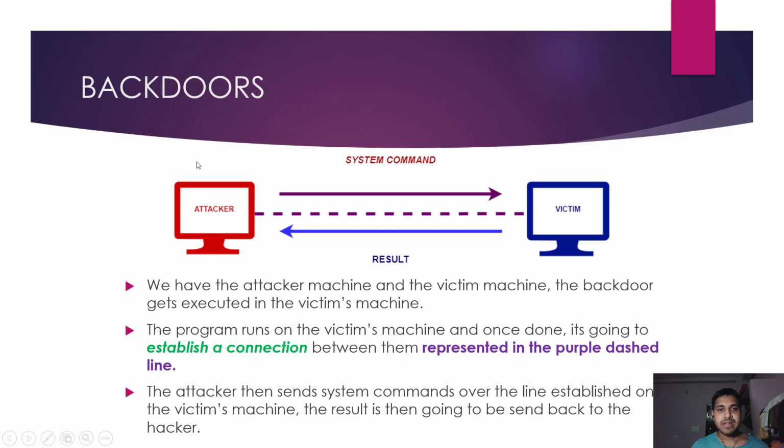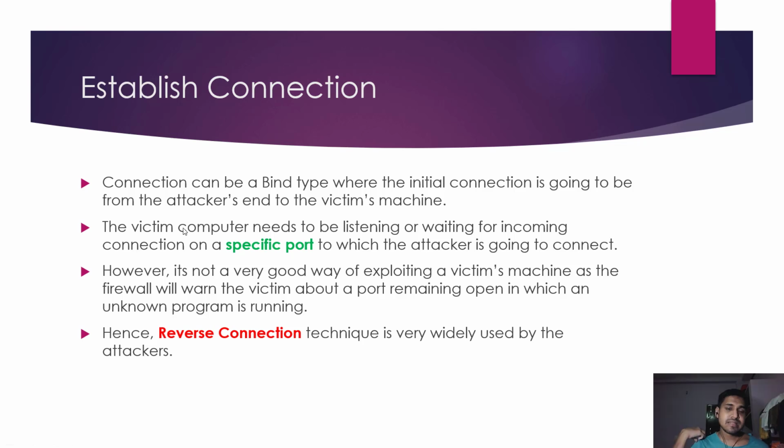So this is how a backdoor looks. Here is the attacker's machine, and here is the victim's machine. This purple dashed line represents the connection between them. Once the connection is established, the attacker sends a system command to the victim, and the victim gives the result back to the attacker. This connection is usually established with a bind type connection, which means that the initial connection is made from the attacker's end to the victim's machine. The victim computer listens or waits for the incoming connection on a specific port to which the attacker is going to connect.